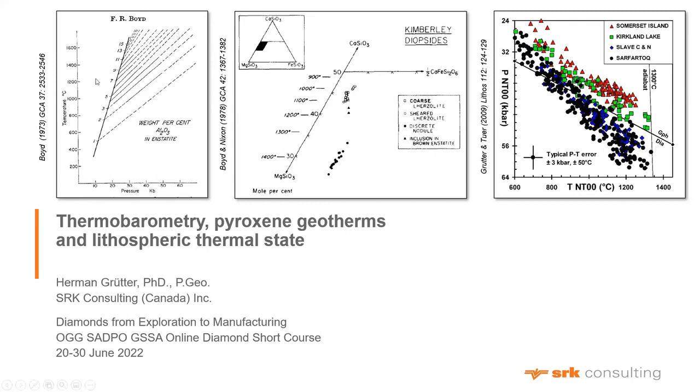But again, I want to pay tribute to other people that have gone before, in particular, Joe Boyd, 1973. This is a barometer, weight percent aluminium in orthopyroxene coexisting with garnet. These over here, Boyd and Nixon, same journal, Geochimica et Cosmochimica Acta, 1978. This is the pyroxene solvus. There are clinopyroxene compositions, there are orthopyroxene compositions, and these are temperatures related to the clinopyroxene compositions. So we'll see a lot of that kind of stuff in this lecture.